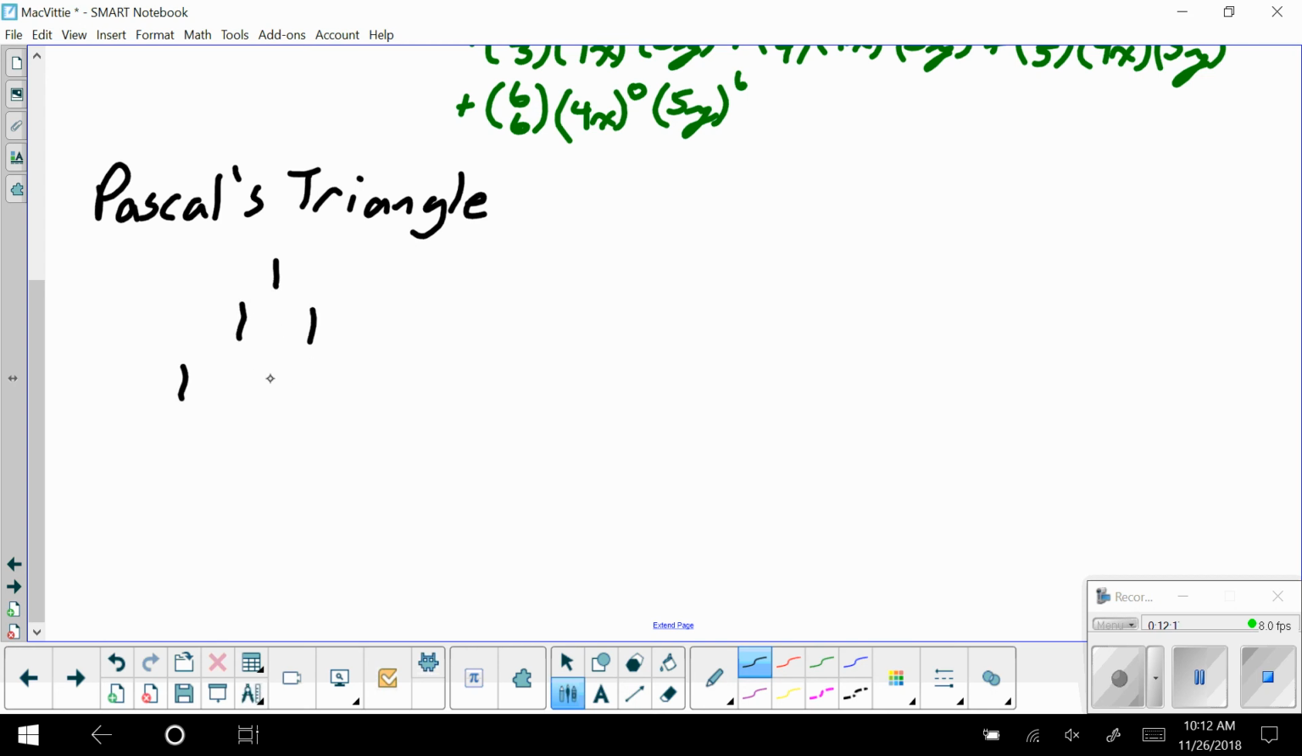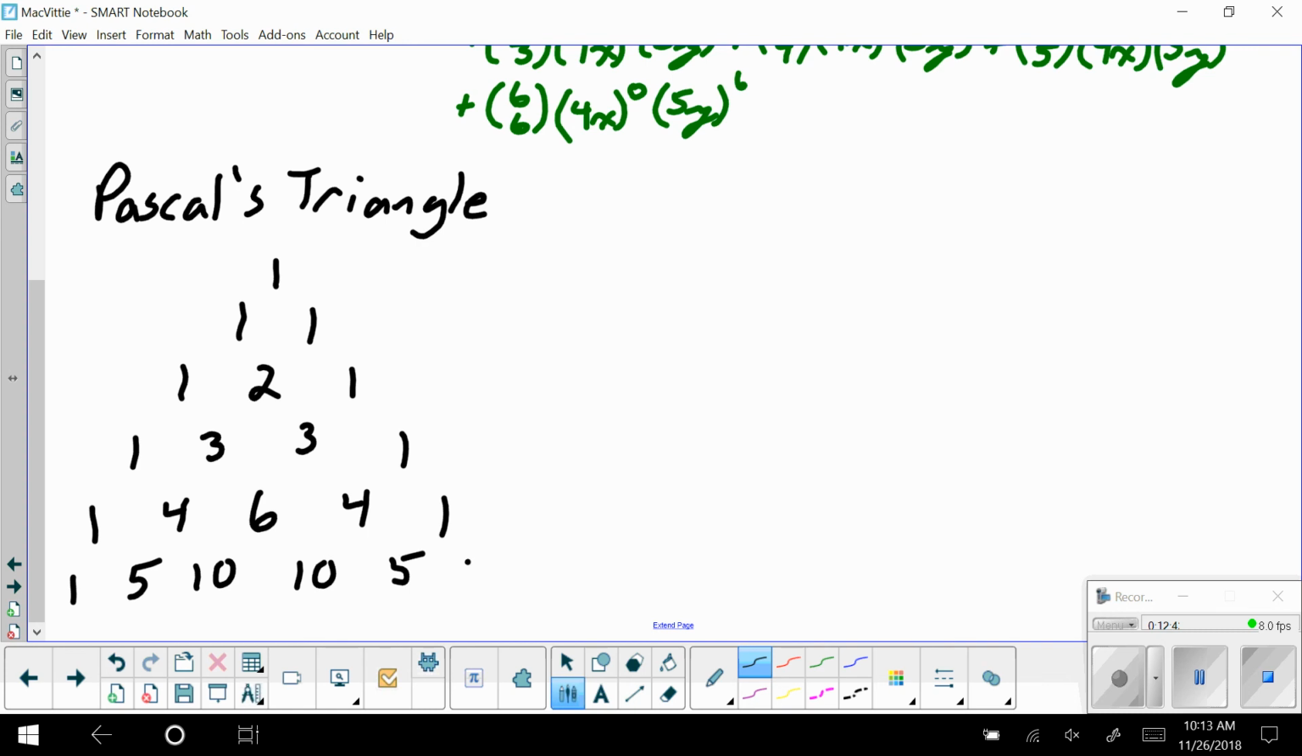Well, this is 1. The middle number here is going to be the sum, not product, sum, of the 1 and 1 above it. So 2, and 1 is 1. 1 plus 2 is 3. 2 plus 1 is 3. 1. 1 plus 3 is 4. 3 plus 3 is 6. 3 plus 1 is 4. 1. 4 plus 1 is 5. 4 plus 6 is 10. 6 plus 4 is 10. 4 plus 1 is 5.